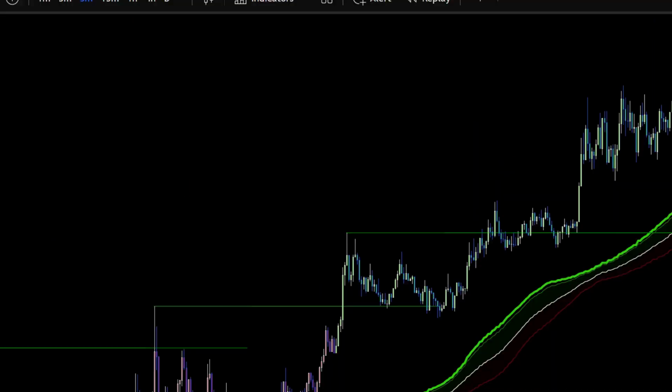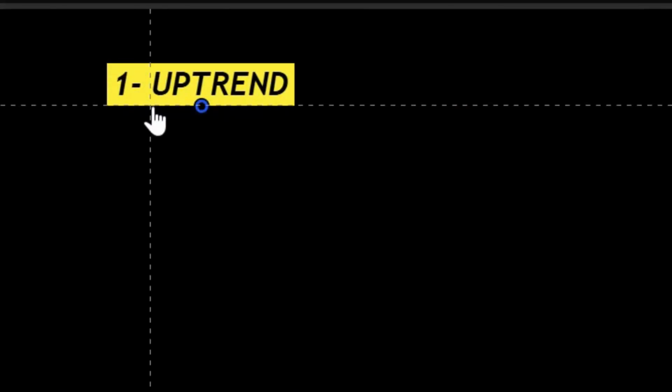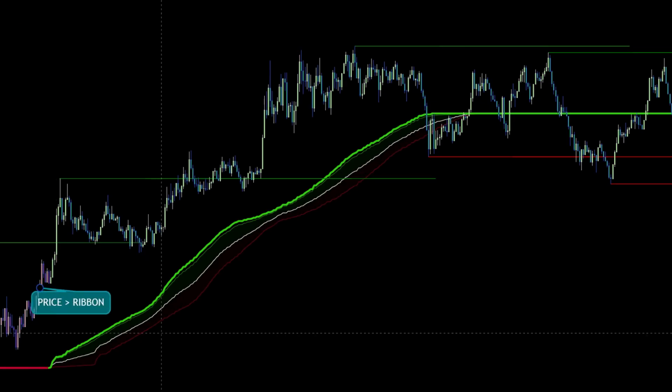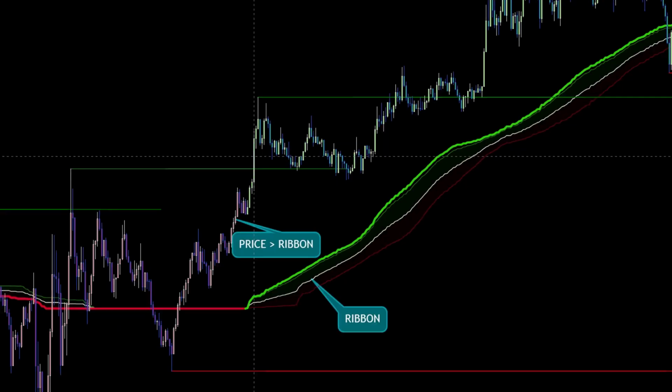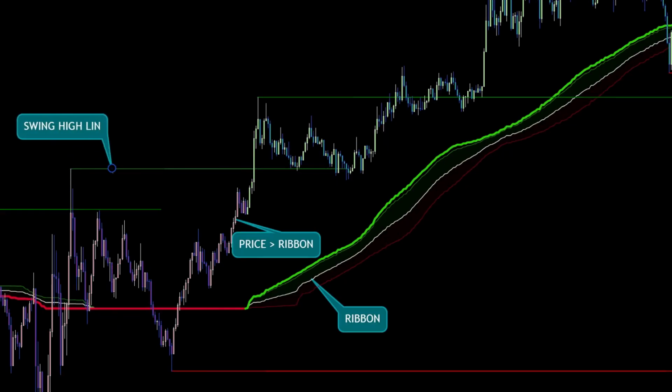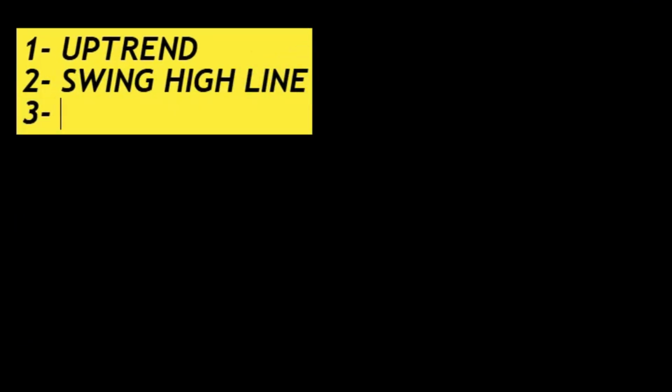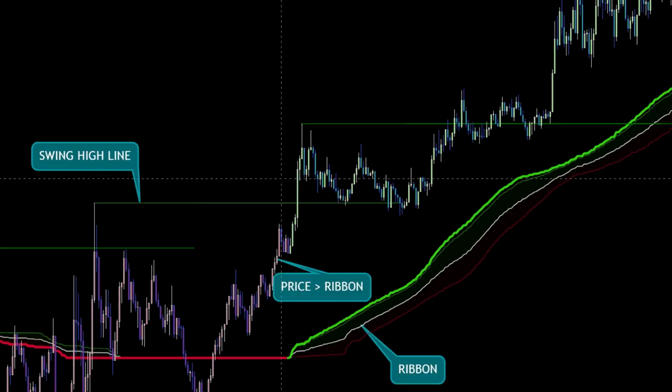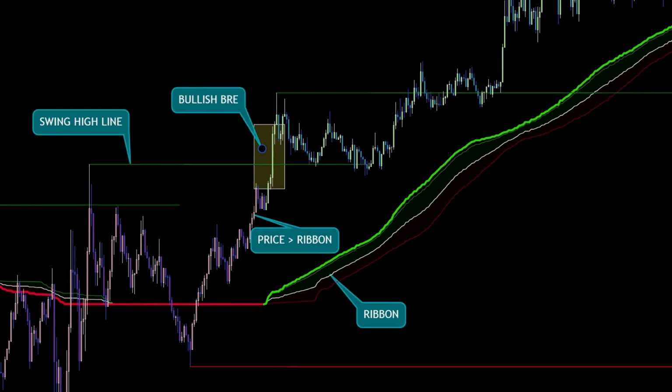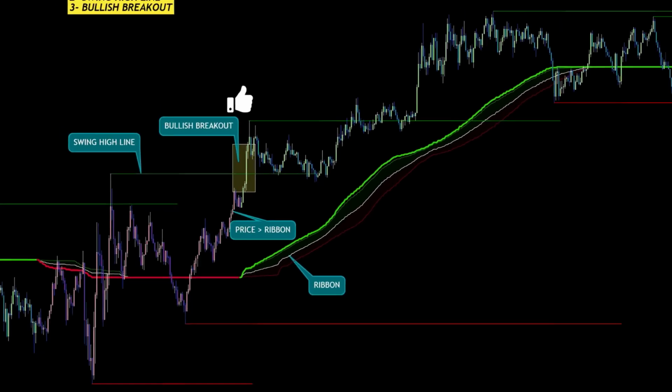Okay, so let's say we've identified an uptrend. The ribbon's pointing up and the price is above it. This means we're only looking for buy trades. And what's our buy signal? We'll look for a swing high line. Remember those lines drawn by the pivot high-low line indicator? If the price breaks above the swing high line, that's our cue to enter a buy trade. It's like the market saying, okay, I'm ready to go higher.